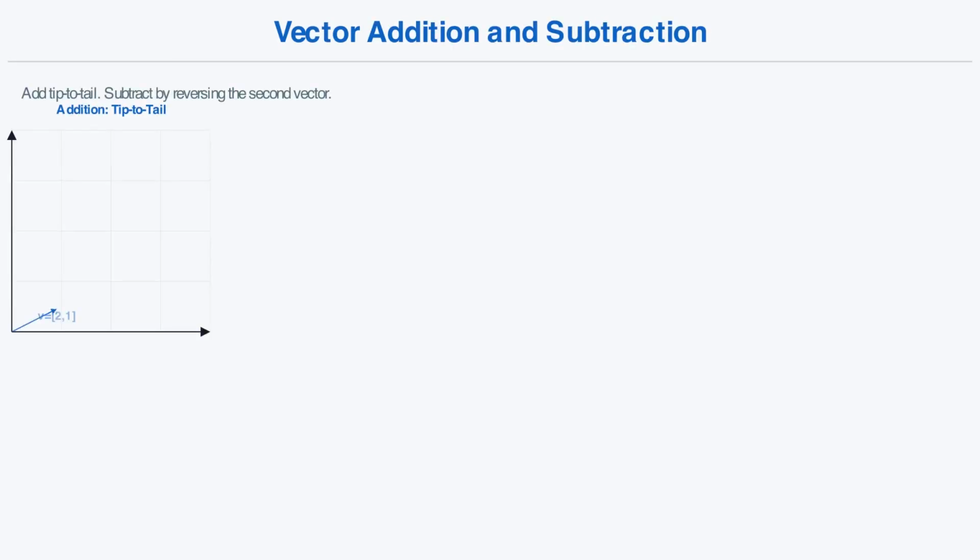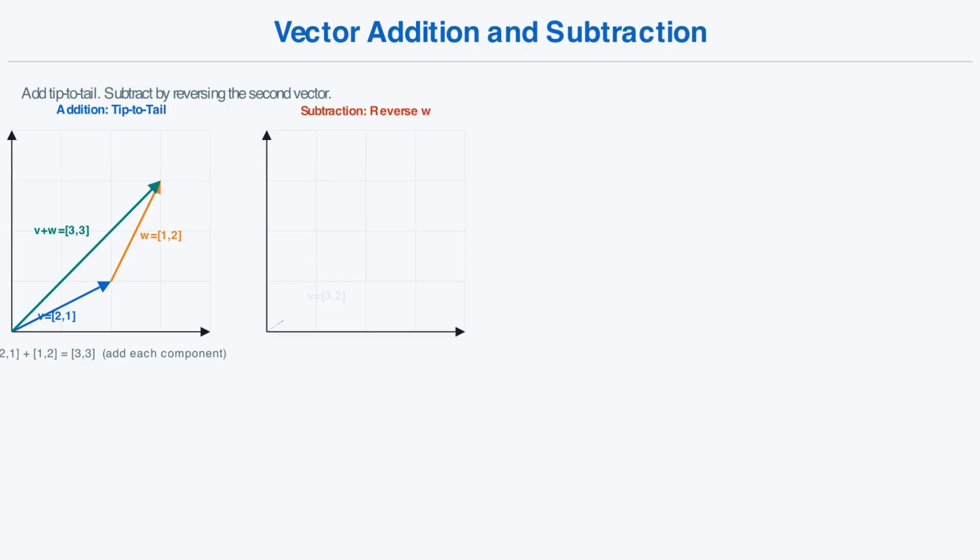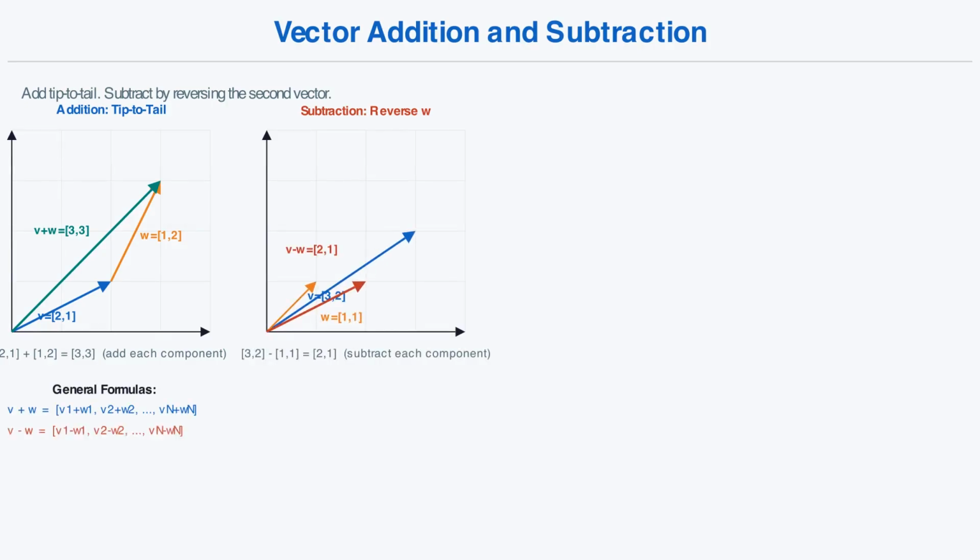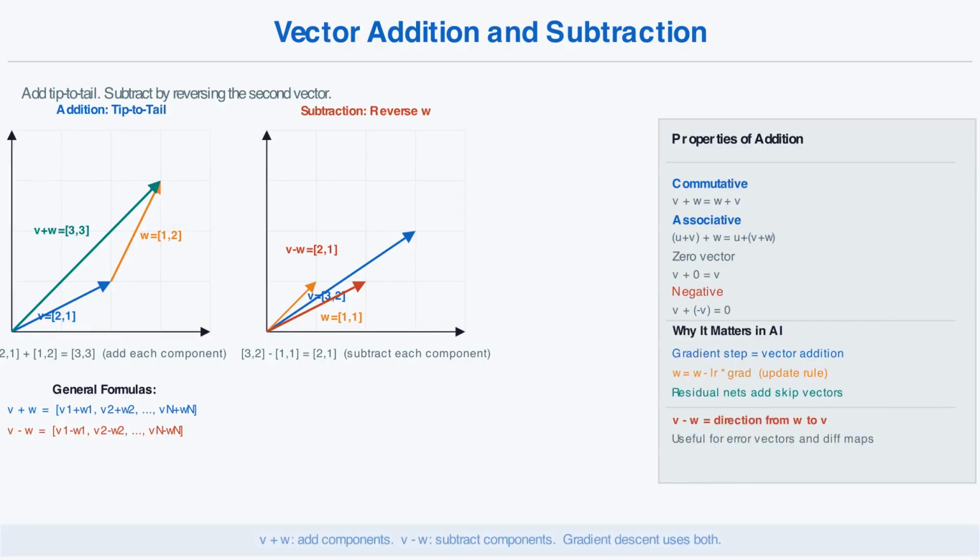Vector addition has a beautiful geometric interpretation called the tip-to-tail rule. Take vector v equal to 2, 1. Draw it as an arrow from the origin. Now take vector w equal to 1, 2. Instead of drawing it from the origin, place its tail at the tip of v. The result, the sum v plus w, is the arrow from the very start of v all the way to the very tip of w. In component form it is simply this: add each corresponding number. 2 plus 1 gives 3. 1 plus 2 gives 3. The sum vector is 3, 3.